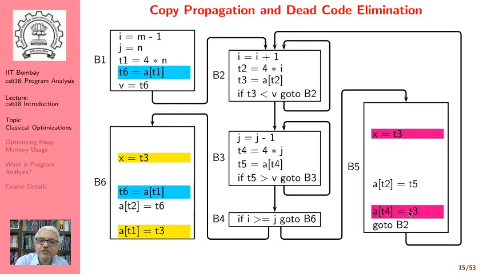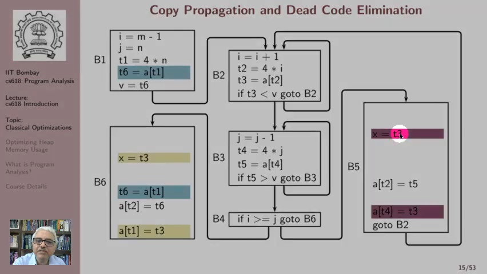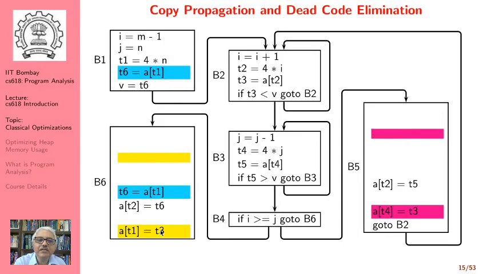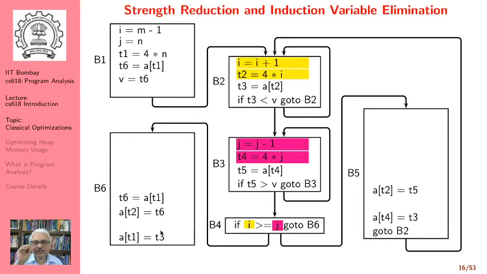So we perform this optimization, and this allows us to eliminate the assignment to x because there is no use of x. This means that copy propagation often leads to dead code elimination. The assignment x is equal to T3 here is dead code. Similarly here x is equal to T3 is dead code because there is no use of x, and hence we eliminate it. Then we look at another interesting optimization of strength reduction and induction variable elimination.